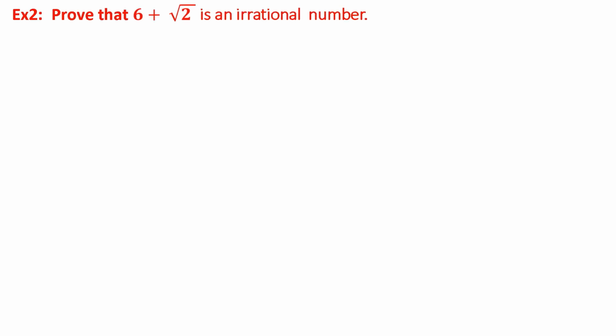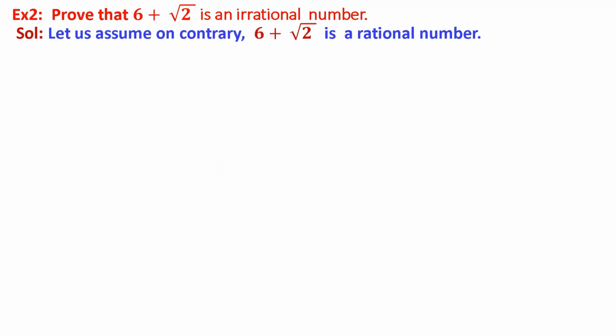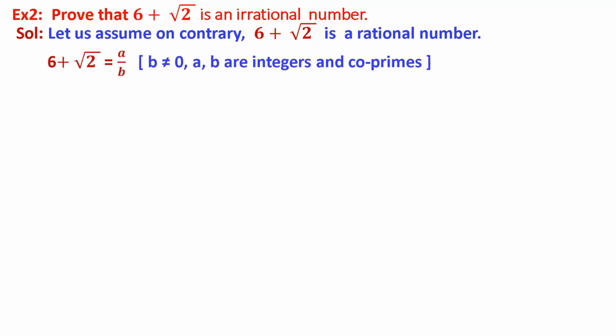Example number 2. Prove that 6 plus root 2 is an irrational number. Here, by contradiction, let us assume on the contrary that 6 plus root 2 is a rational number. A rational number is in the form of p by q. So instead of p comma q, here I would like to express it as a and b. Here 6 plus root 2 is equal to a by b. The conditions for a and b are b not equal to 0, a comma b are integers and co-primes.